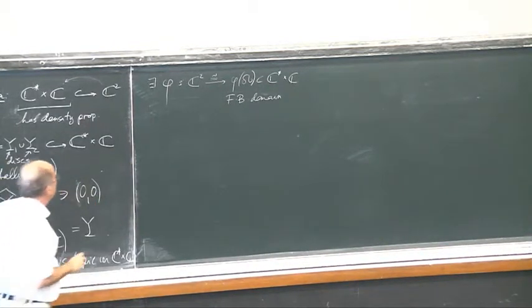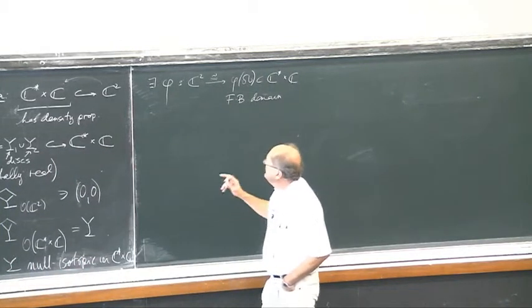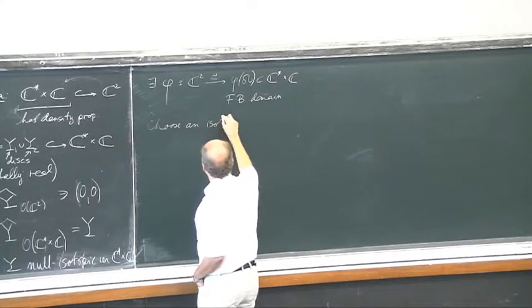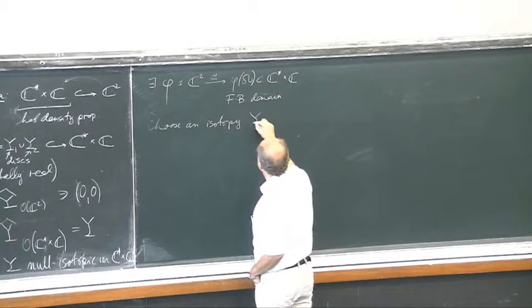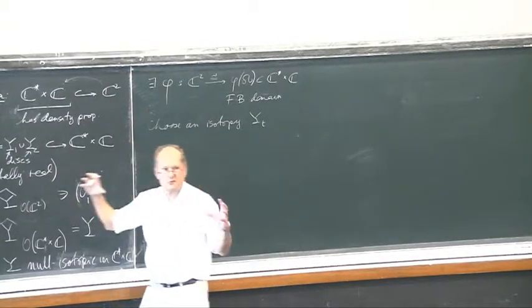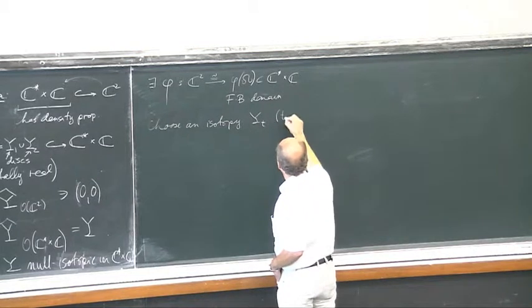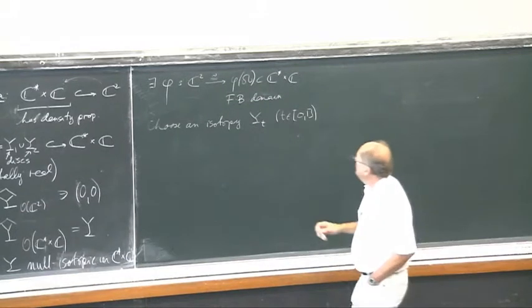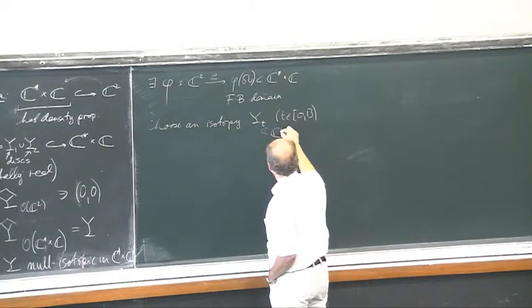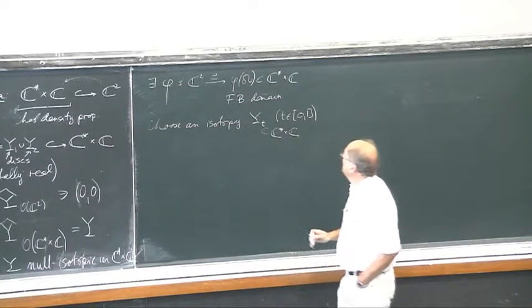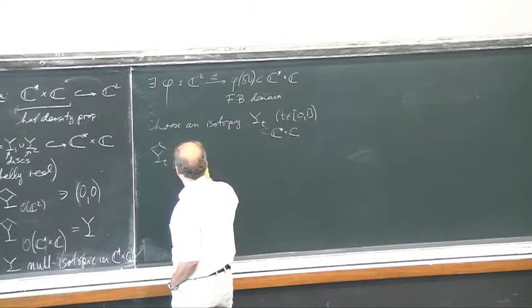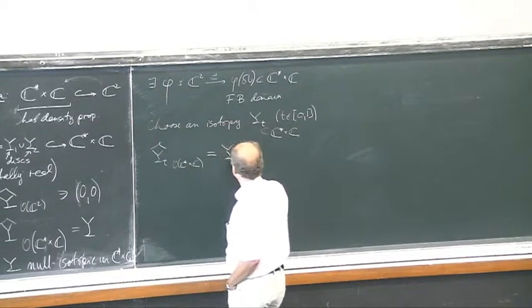Well, and now what you do is, okay, now you choose an isotopy Y sub t of this set Y. So you choose the squeezing, let's say when t goes from 0 to 1. And this is always staying inside C star cross C, such that, of course, yt hat with respect to functions on C star cross C remains y for each t.